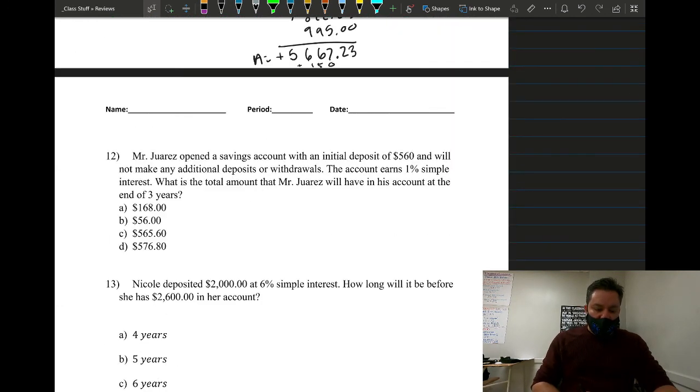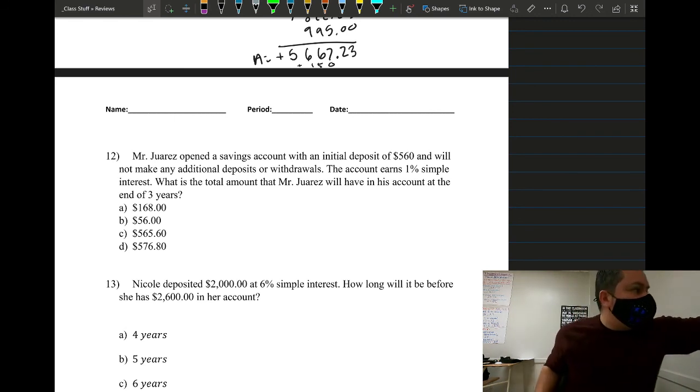Number 12, Mr. Juarez opened a savings account with an initial deposit of $560 and will not make any additional deposits or withdrawals. The account earns 1% simple interest. What is the total amount that Mr. Juarez will have in his account at the end of 3 years?